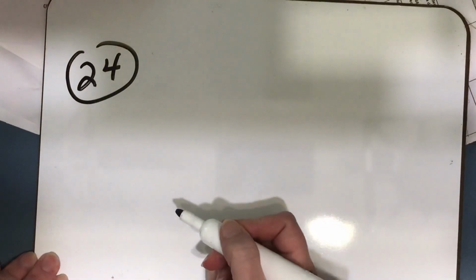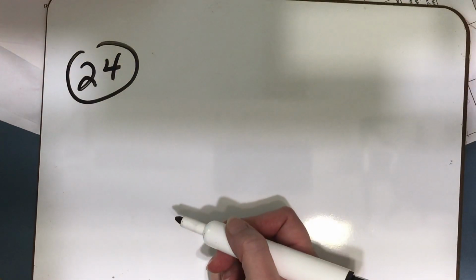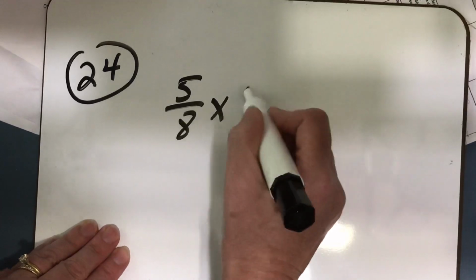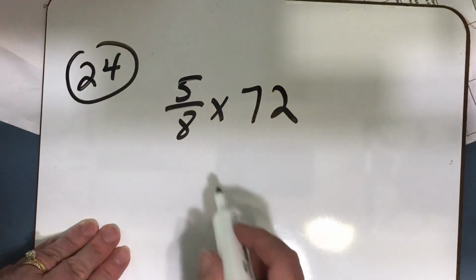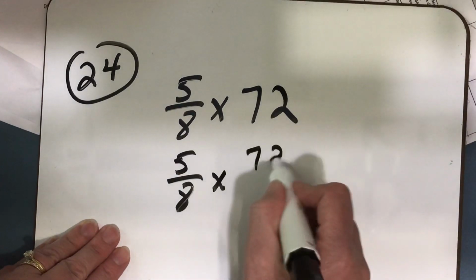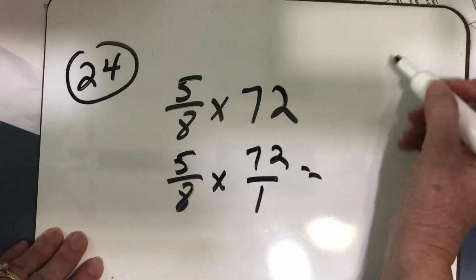Okay, it says Jane's dad is 72 inches tall. Jane is 5/8 as tall as her dad. How tall is Jane? Well, she's 5/8 times 72. She's not as tall as her dad. She's only 5/8 as tall as her dad. So rewrite that as 5/8 times 72 over 1.